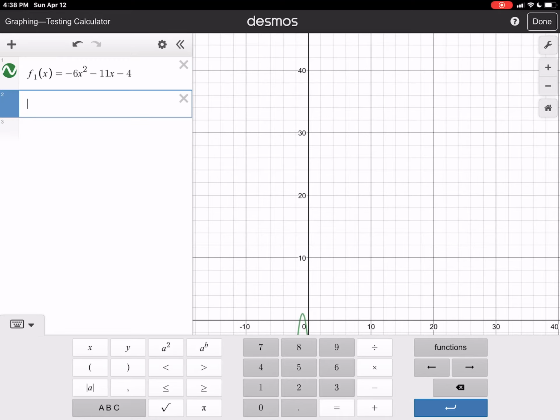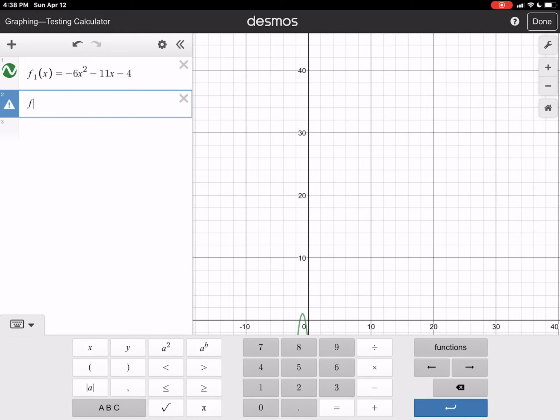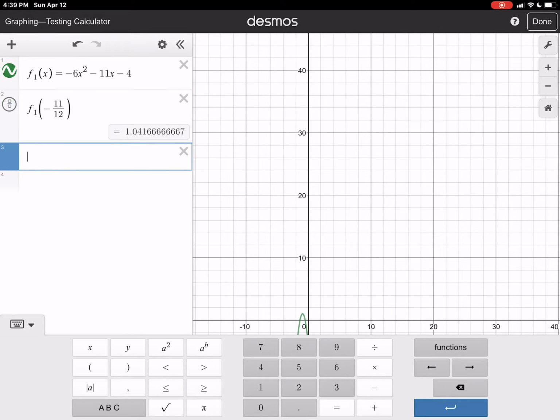Okay, so now I want to know exactly where that point is. I already calculated where my axis of symmetry is. So I can actually ask my calculator, hey, if I plug in an x value of negative 11 over 12 into this equation, what would that y value be? And it looks like it's approximately 1.04.